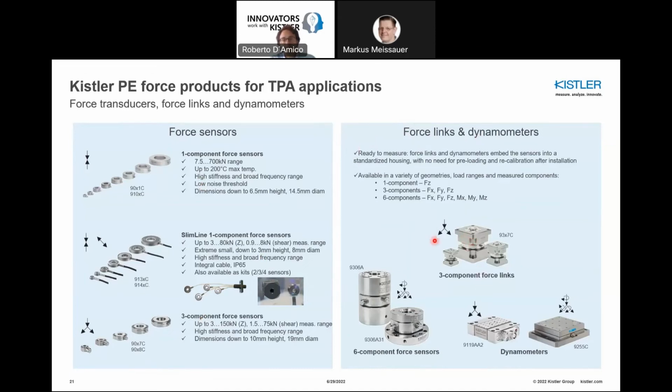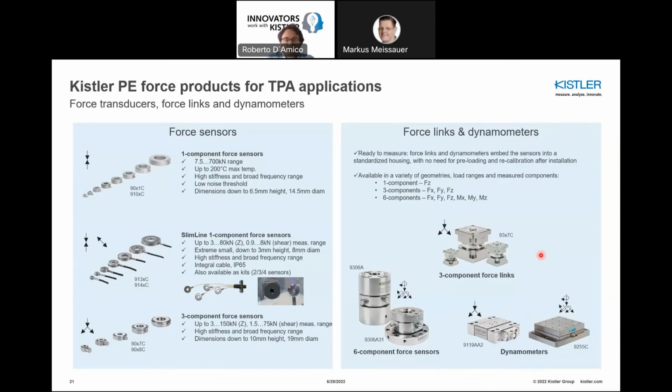We have a three component force link, for example. We have 6 component force sensors, also very much used in transfer path analysis, because they can give you not only the forces in the 3 directions, but also the moments. And we have the dynamometers, which also allow you to measure multiple components.